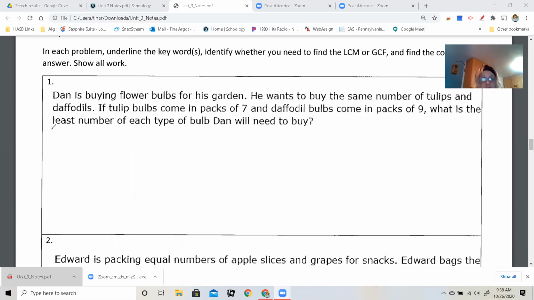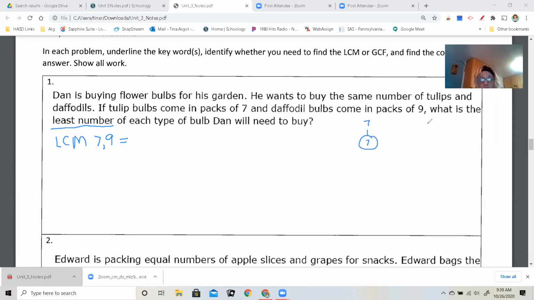So if we read this first one, Dan is buying flower bulbs for his garden. He wants the same number of tulips and daffodils. If tulip bulbs come in packs of 7 and daffodil bulbs come in packs of 9, what is the least number? Right there's the key, guys. The least number of each type of bulb Dan will need to buy. So please highlight or indicate least number.